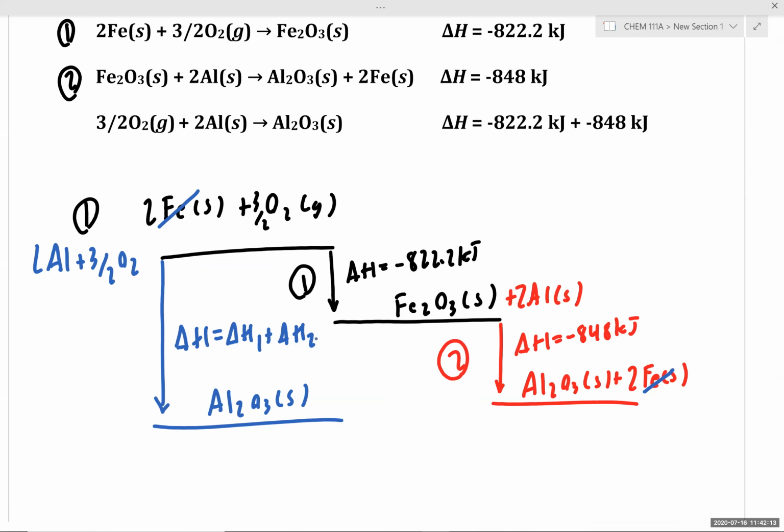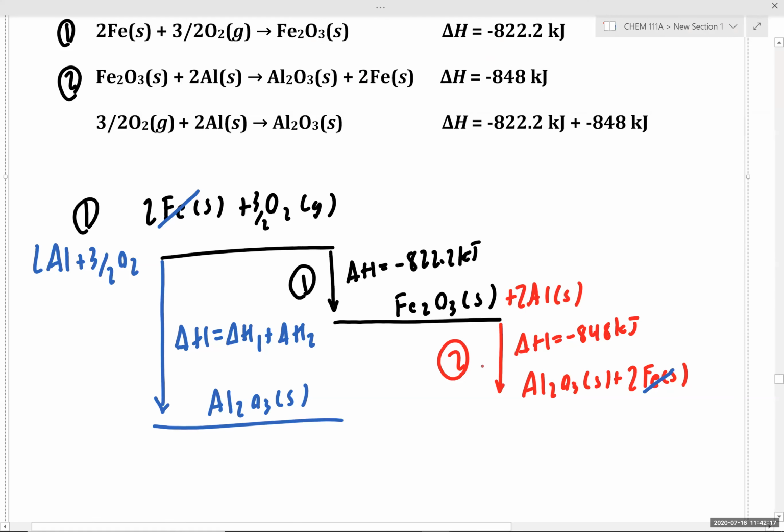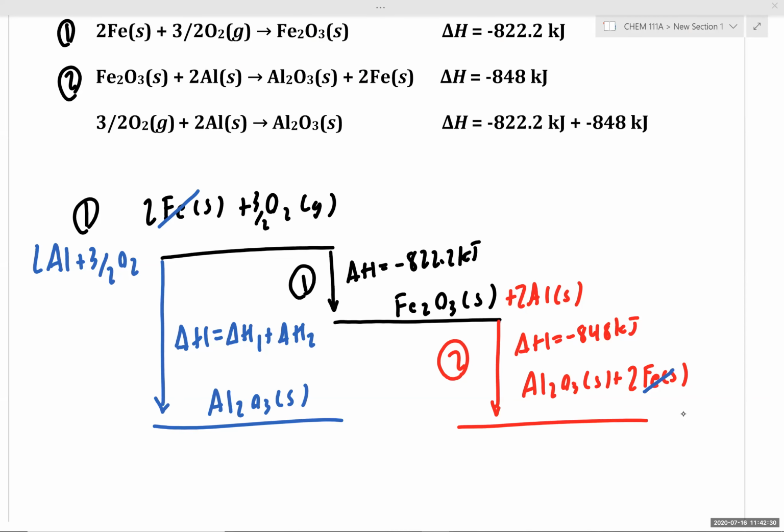Does this make sense to everyone? Does everyone see how if we add our steps together, our overall enthalpy matches the enthalpy of our overall reaction? Can you explain again why you canceled out that iron at the end and in the beginning?